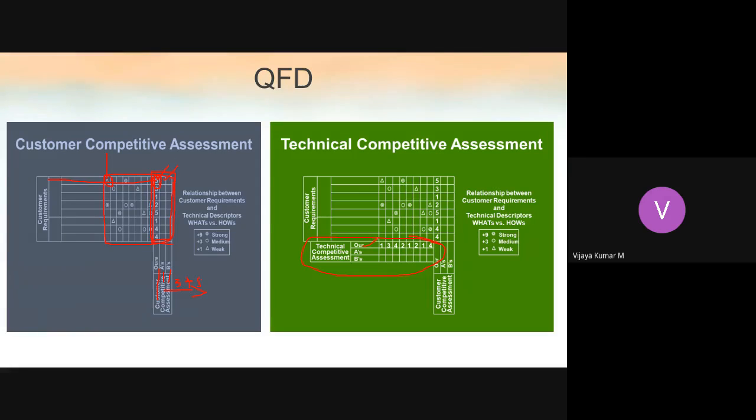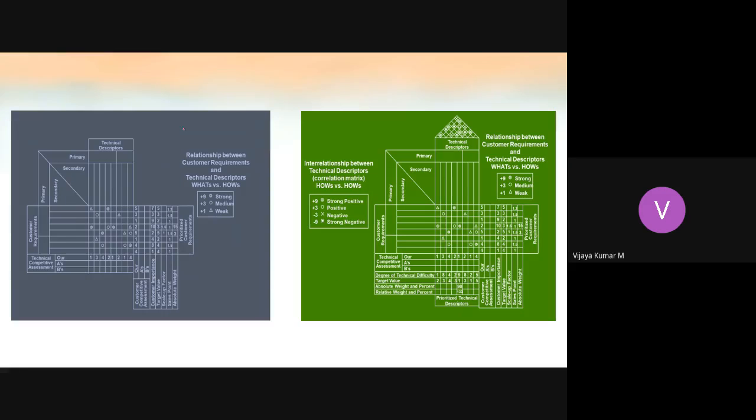This is your company, and then company A, company B; you will compare it. Therefore, I filled in here the customer competitive assessment and technical competitive assessment, and these are the respective values. How these values are coming, I will take one example and explain. This is how we will generate it. At least now we have generated up to here, right? You know all this now.